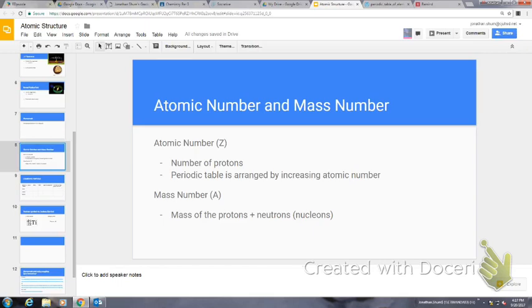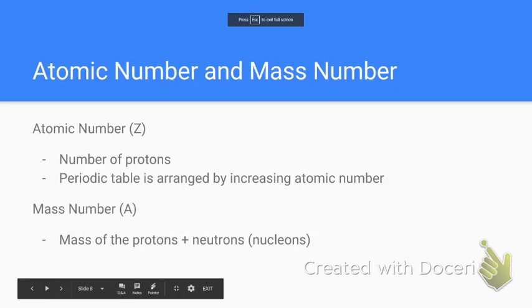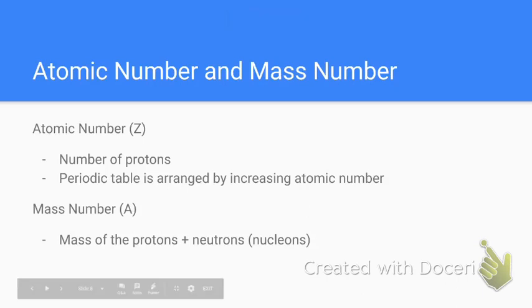However, the mass number is just the mass of each atom. And so what you'll learn soon is that the protons plus the neutrons are equal to 1 atomic mass unit, and they are the only ones with mass. And so we say the nucleons, or the protons and neutrons, that's how you determine the mass number. Okay.